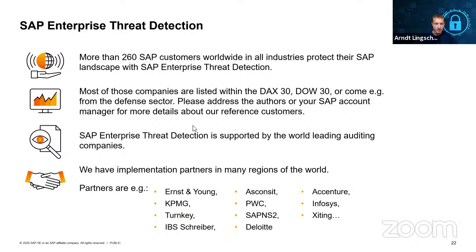And if you have any question about reference customers, we can help you with this as well. And enterprise threat detection, of course, is being supported by all the world leading auditing companies like Ernst & Young, KPMG, PwC, and so on and so forth. But there's many other companies supporting enterprise threat detection as well. So wherever you are in the world, you will always find an implementation partner that is as well supported by us and who has the knowledge about the implementation of enterprise threat detection and the operation of enterprise threat detection.